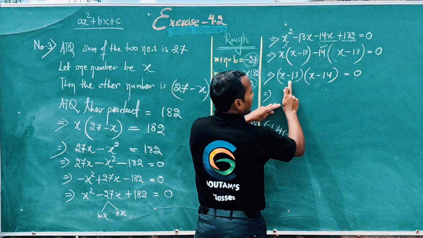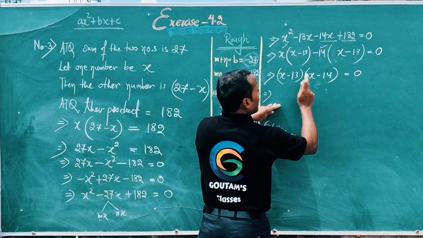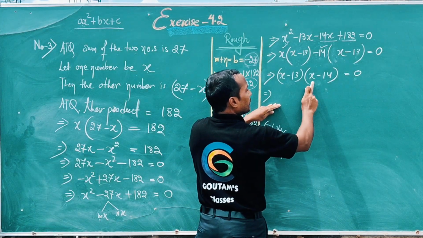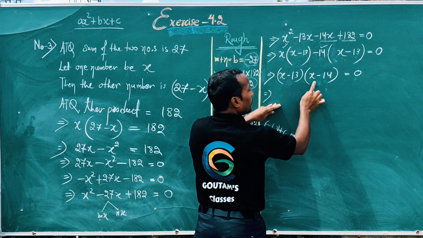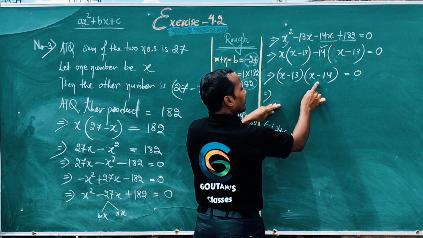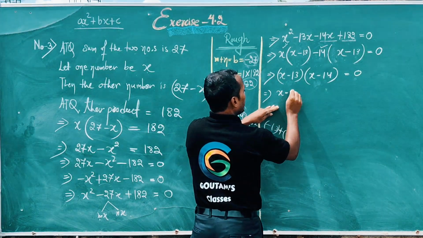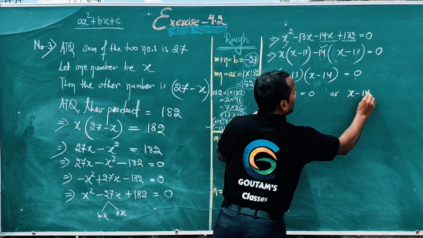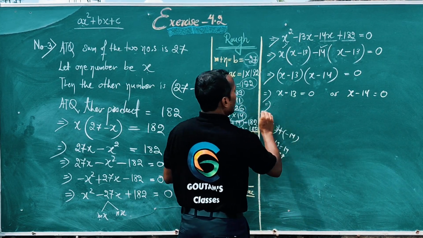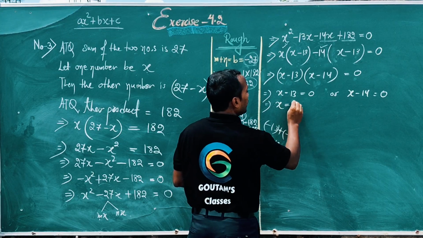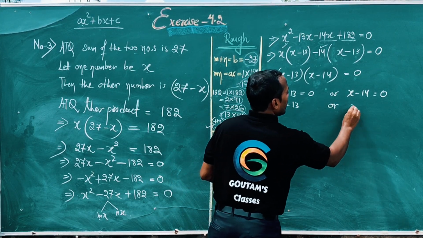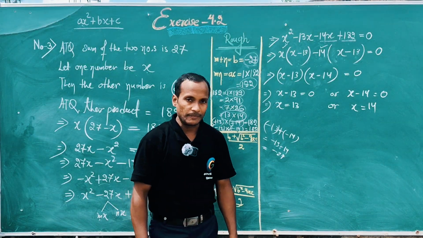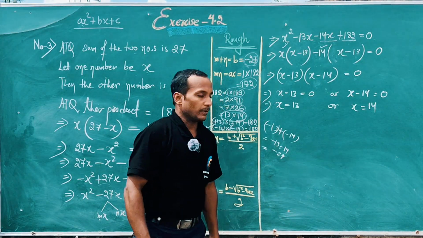Now you can see the product of these two polynomials is 0. So either this polynomial is 0 or this polynomial is 0. If both of them are not 0, then why will the product be 0? So I can write x minus 13 is 0 or x minus 14 is 0. So if x minus 13 is 0, x is equal to 13, and here I get x equal to 14. I got two values of x, 13 and 14.